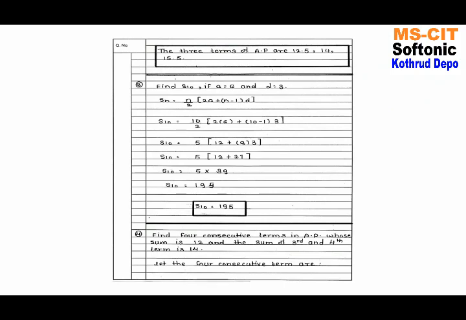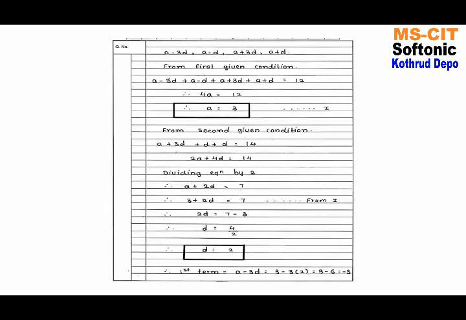Observe those answer sheets which are written by good students. See how they have presented or solved those sums. There is a one line gap, a box for the final answer, and the final answer is written in a statement.